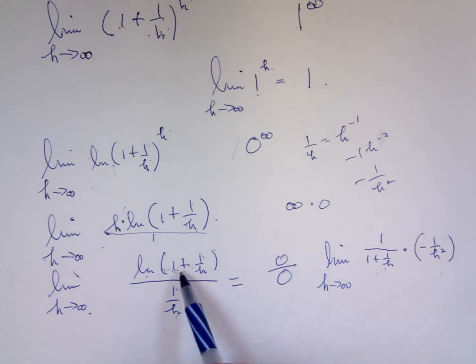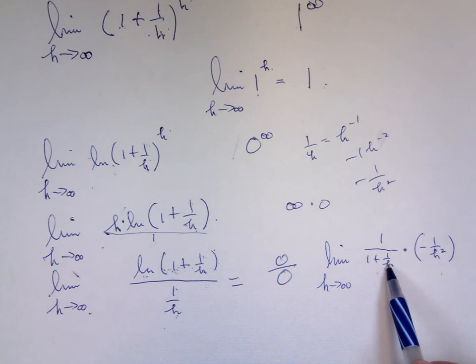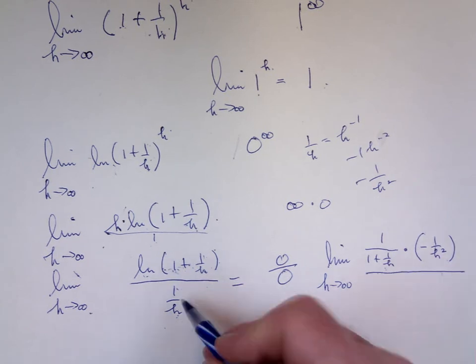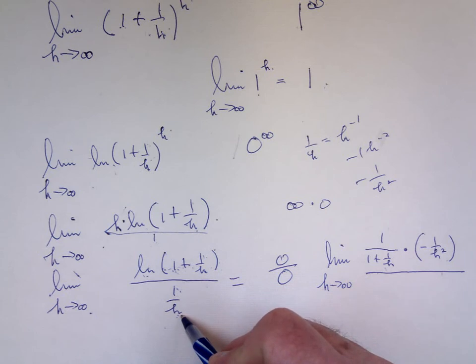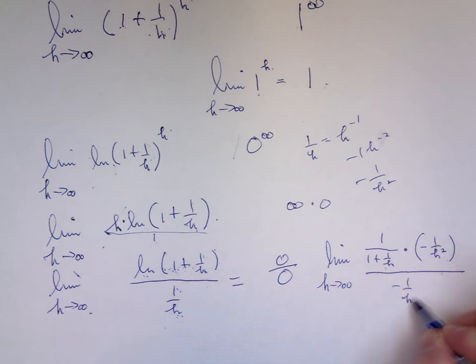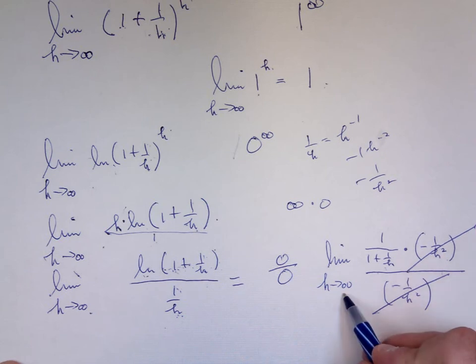Now, what's the derivative of 1 over h? I just said it was negative 1 over h squared. What can I do here? Cancel. h is going to go to infinity. Where's 1 over h going to go? 0. I get 1 over 1, which is 1.